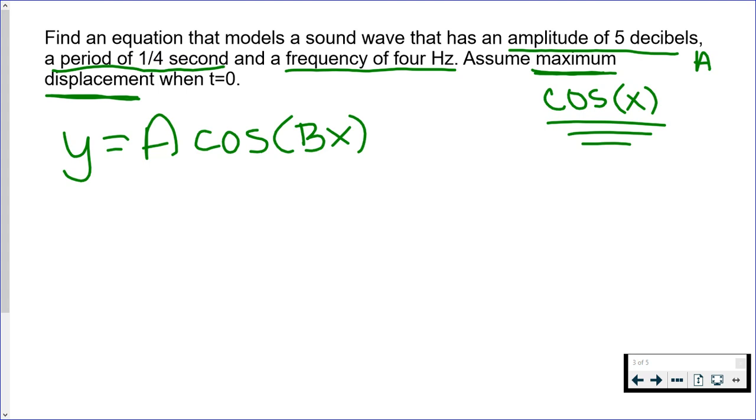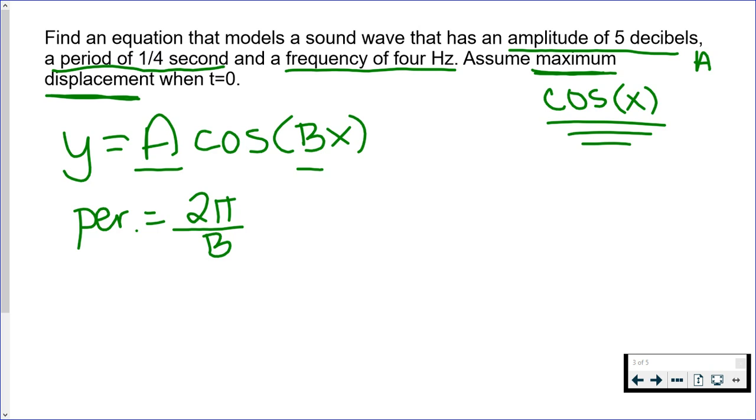So this is the general form of a cosine function, with A being the amplitude. We already have that. And B is what we use to find the period, but in this case, we were actually given the period. Now the formula for period is 2 pi divided by b.